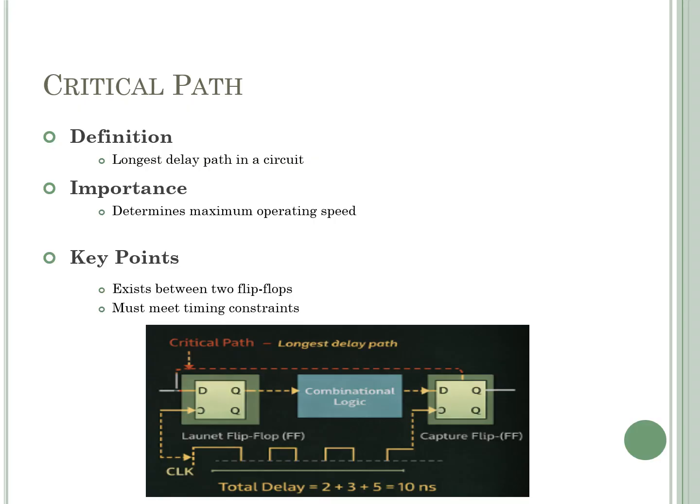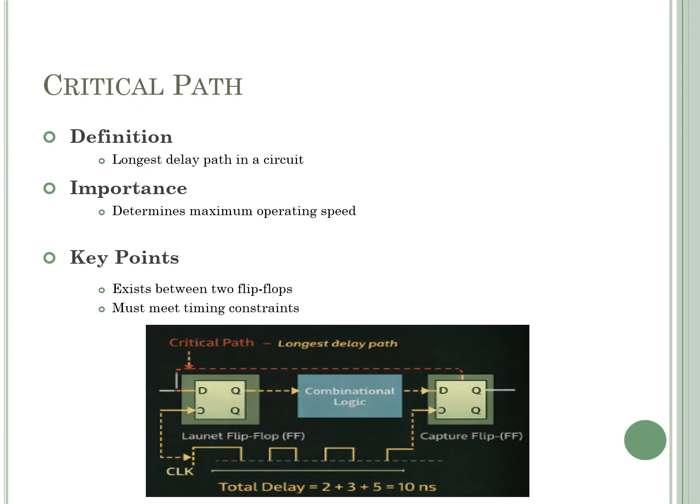It exists between two flip-flops. The critical path always starts from one flip-flop and ends at another flip-flop. It must meet the timing constraint. Data must arrive before the next clock edge and satisfy setup and hold conditions.